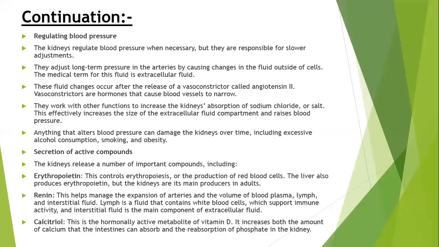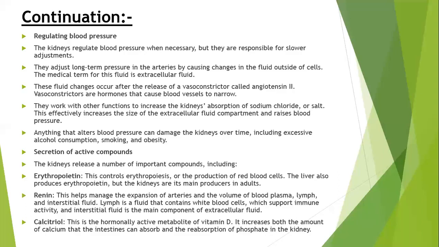The kidneys regulate blood pressure when necessary, but they're responsible for the slower adjustment of long-term pressure in the arteries by causing changes in the fluid outside of the cells. The medical term for this fluid is the extracellular fluid. These fluid changes occur after the release of a vasoconstrictor called angiotensin II. Vasoconstrictors are hormones that cause blood vessels to narrow. Blood vessels narrowing is called vasoconstriction; when they dilate, it's called vasodilation. They work with other functions to increase the kidney's absorption of sodium chloride, or salt. This effectively increases the size of the extracellular fluid compartment and raises blood pressure. Anything that alters blood pressure can damage the kidneys over time, including excessive alcohol consumption, smoking, and obesity.